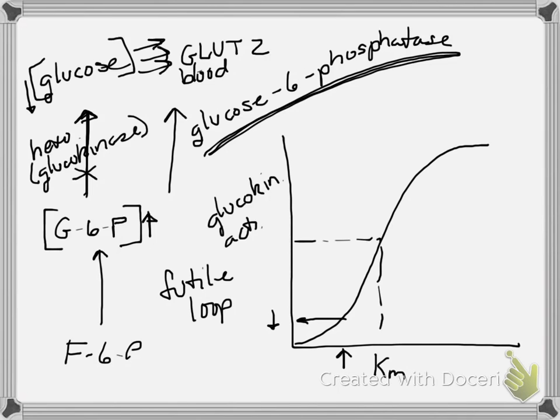Because if the glucose wasn't transported out of the cell, its concentration would increase. Glucokinase would become active. We would form glucose 6-phosphate, which would now be dephosphorylated by the phosphatase enzyme, and then we have that futile loop. So based on the high Km of glucokinase, this is going to prevent this futile loop because the glucose is rapidly leaving the liver cell and into the blood.